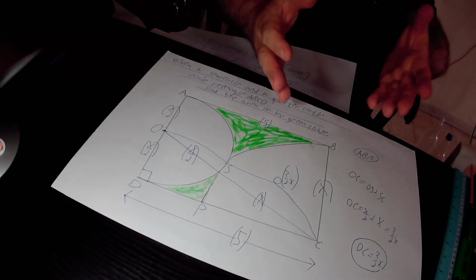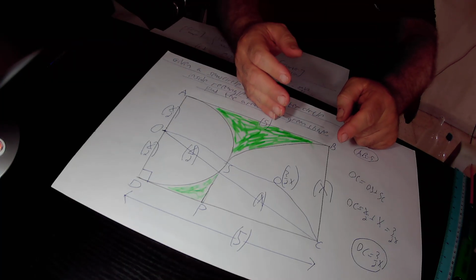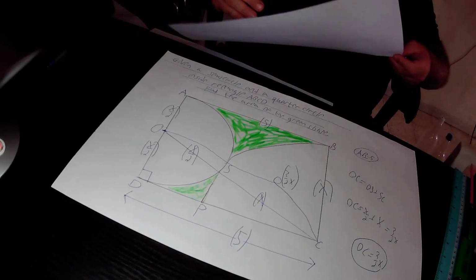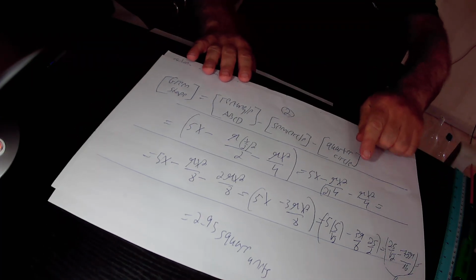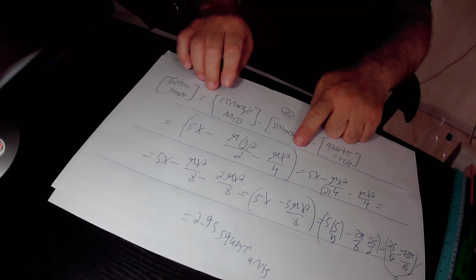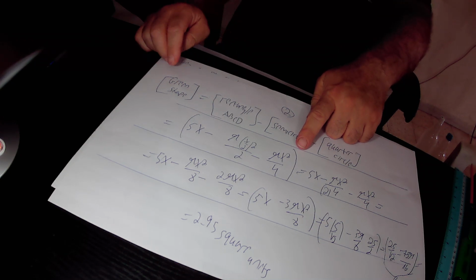Minus the area of the quarter circle. We know that the radius of this quarter circle is x, and therefore the area of this quarter circle must be equal to pi x squared over 4. So in total, the expression that is inside those two brackets is the area of the green shape.